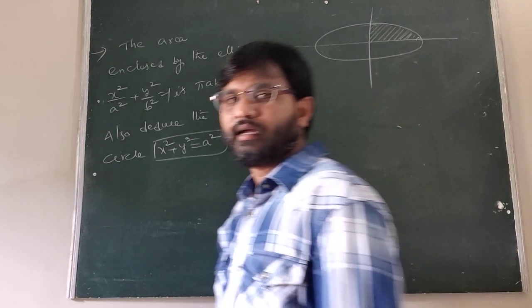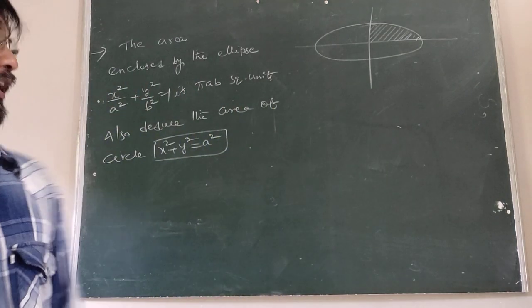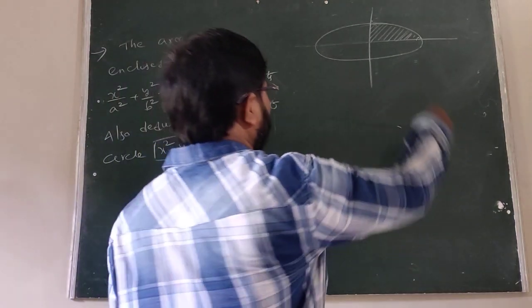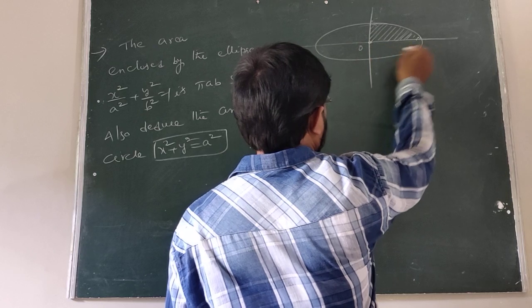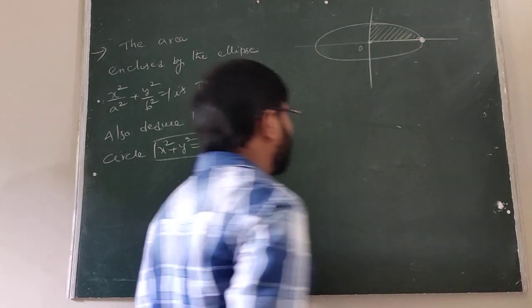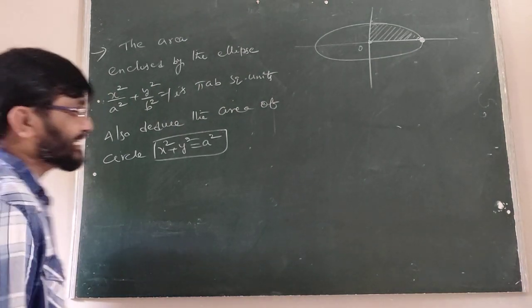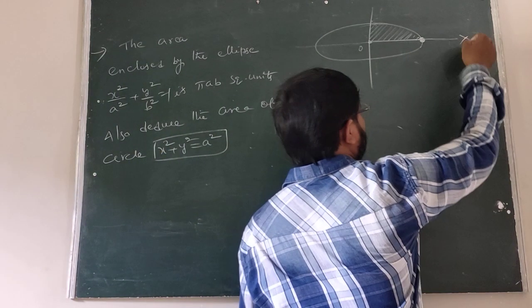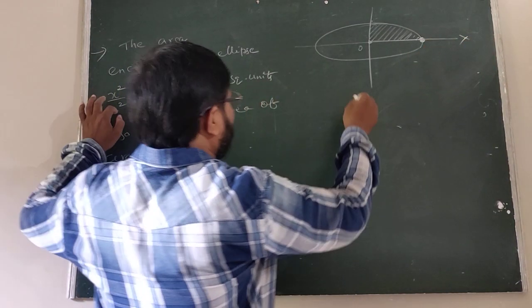Now we can find the area of the first quadrant. Here this is the origin. How to get this boundary? The ellipse intersects the x-axis. What is the ellipse?